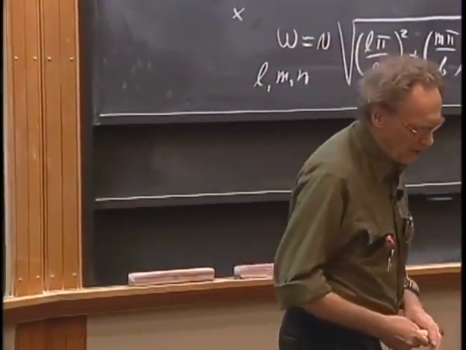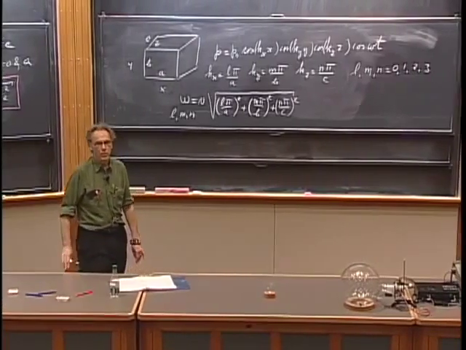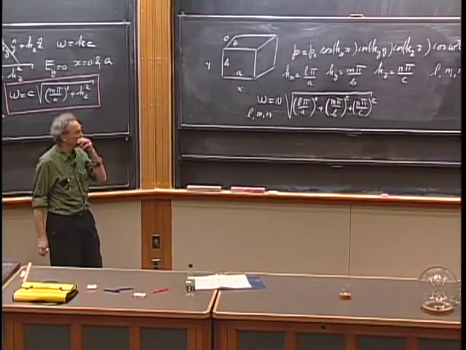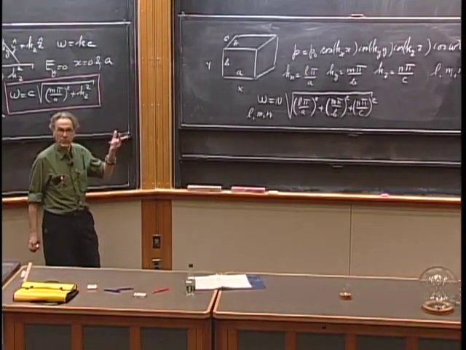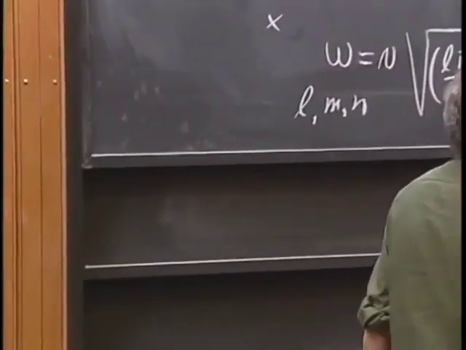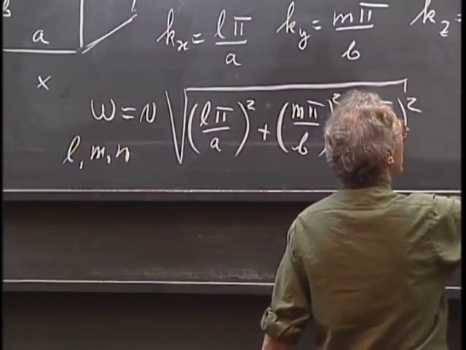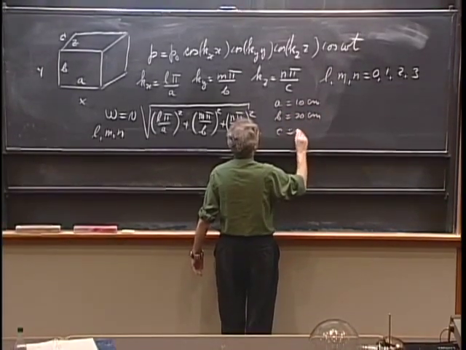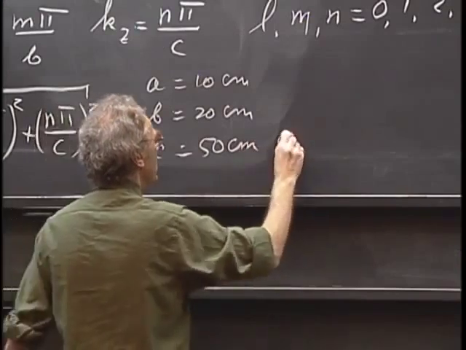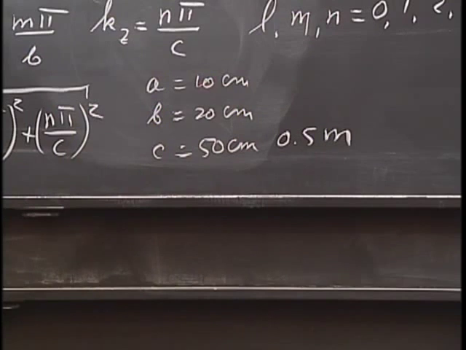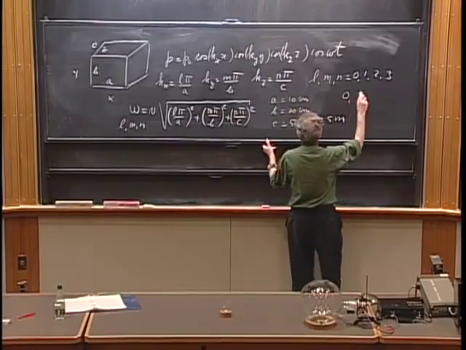So now comes the question, what is the lowest possible frequency that is the resonance frequency, the lowest resonance frequency? Well, that depends on which dimension, a, b, or c, is the largest. And so if a, for instance, were 10 centimeters, and if b is 20 centimeters, and if c is 50 centimeters, which happens to be 0.5 meters, then clearly the lowest frequency is l 0, m 0, n equals 1. 0, 0, 1.